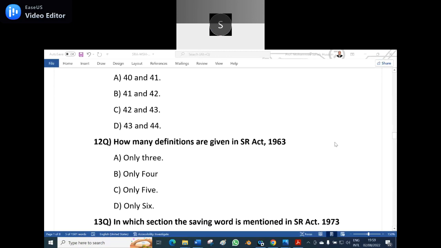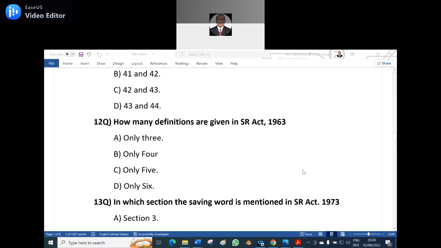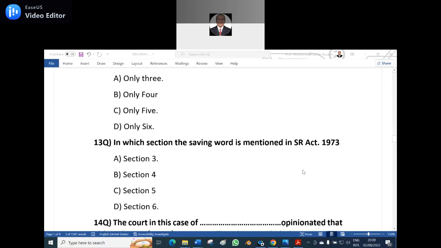Can anyone unmute and read? How many definitions are given in the SR Act 1963? Option only 5, only 3, option B. Actually, the question is in which section the definition is given. Option C, only 5. How many definitions are given? There is 2A, 2B, 2C, 2D, 2E. Then the right answer is 5. Five definitions are given in section 2 of the Specific Relief Act.